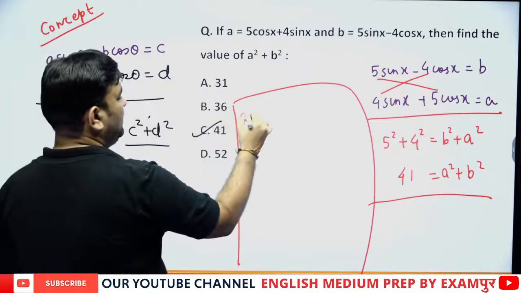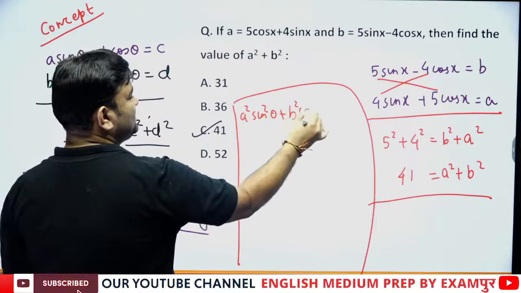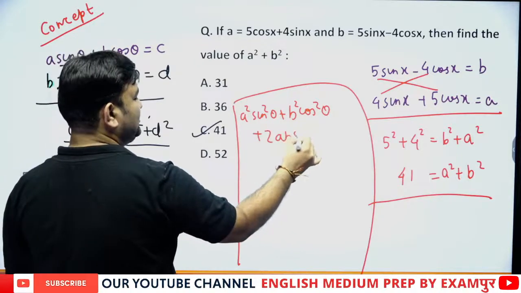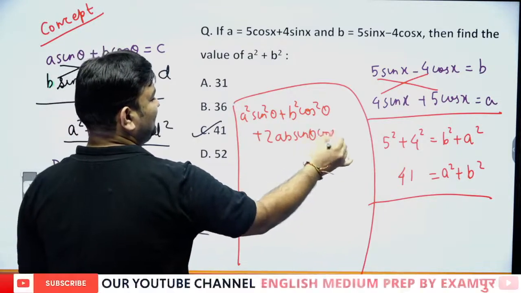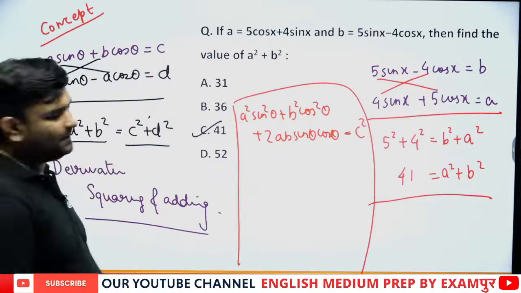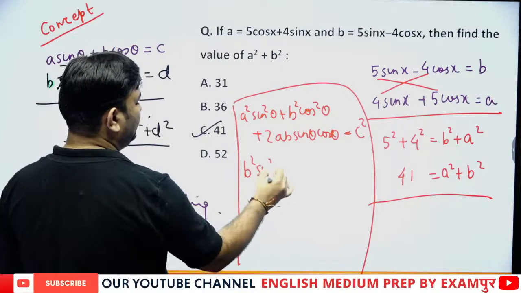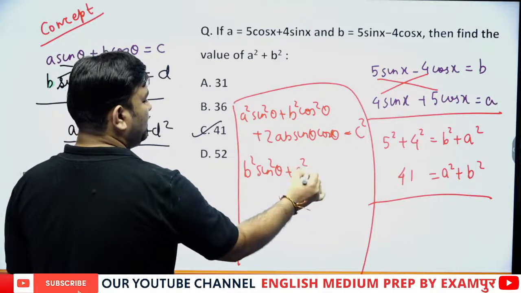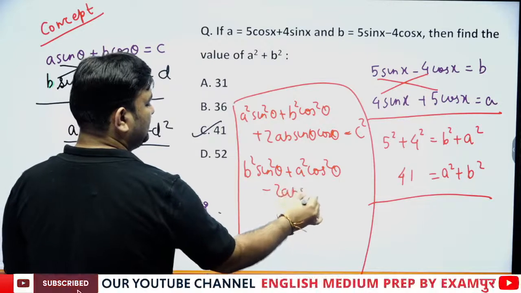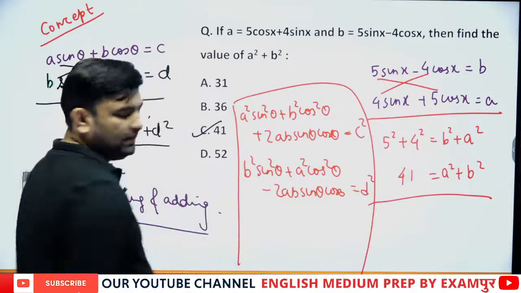Squaring both: a square sin square theta plus b square cos square theta plus 2ab sin theta cos theta. In the second equation, b square sin square theta plus a square cos square theta minus 2ab sin theta cos theta is equal to d square.